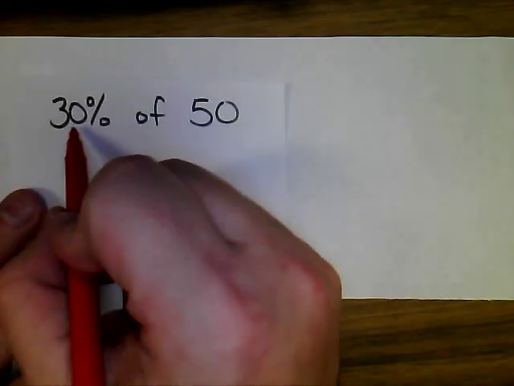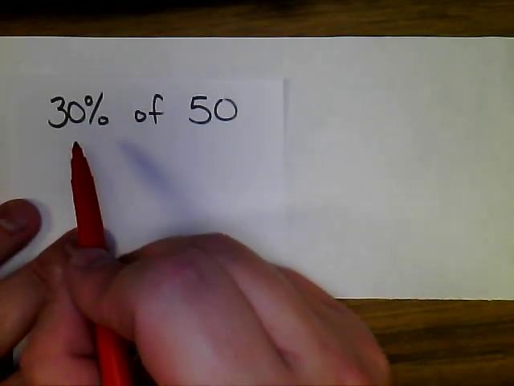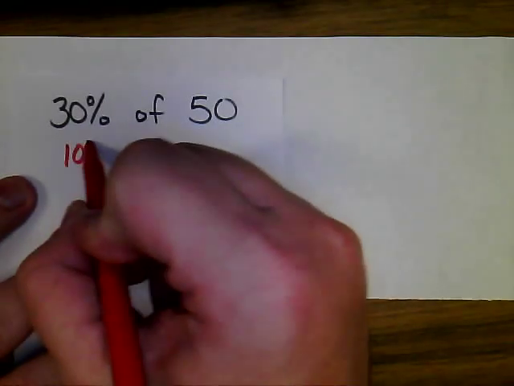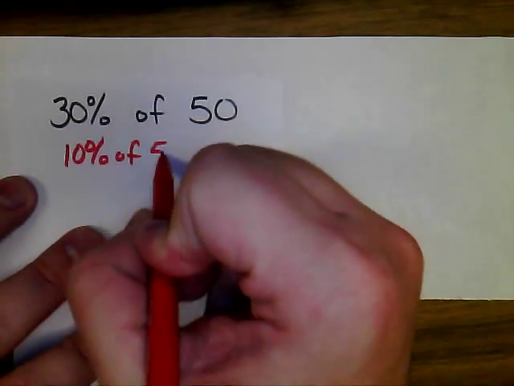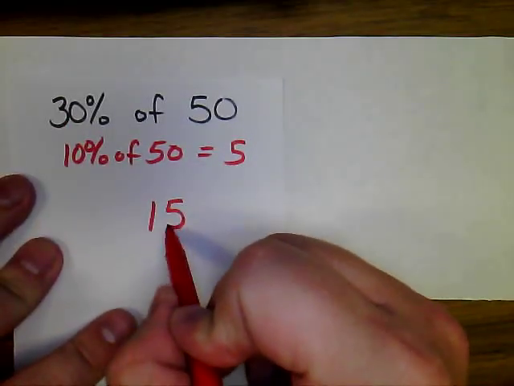This is another one. It's a special multiplier because it ends in 0. So this is a convenient one to use mental math. Since 10% of 50 equals 5, 30% would equal 15.